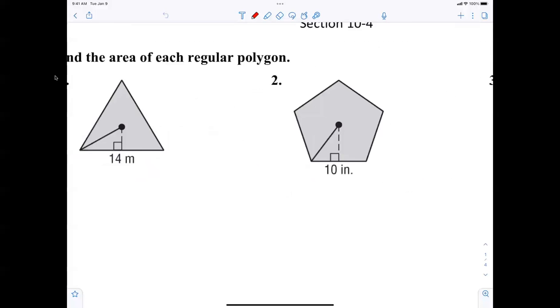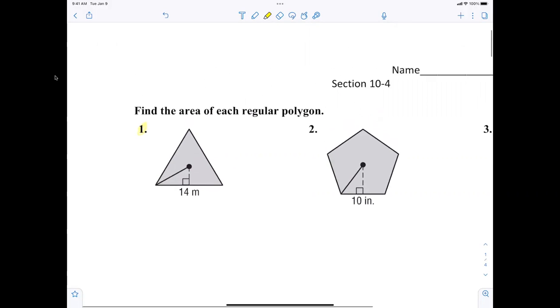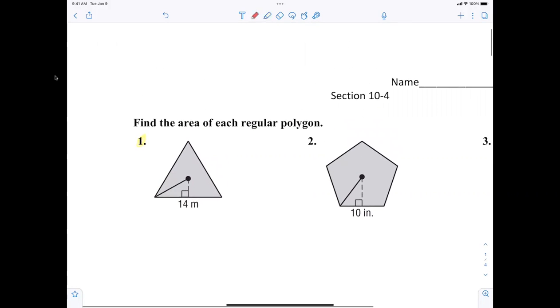Okay, so now because it's a regular polygon, what is figure one actually called? Yeah, equilateral triangle. All right, a regular triangle. It just means it's equilateral. Now in the book, there's a formula for the area of a regular polygon. Its area equals 1/2 perimeter times the apothem.